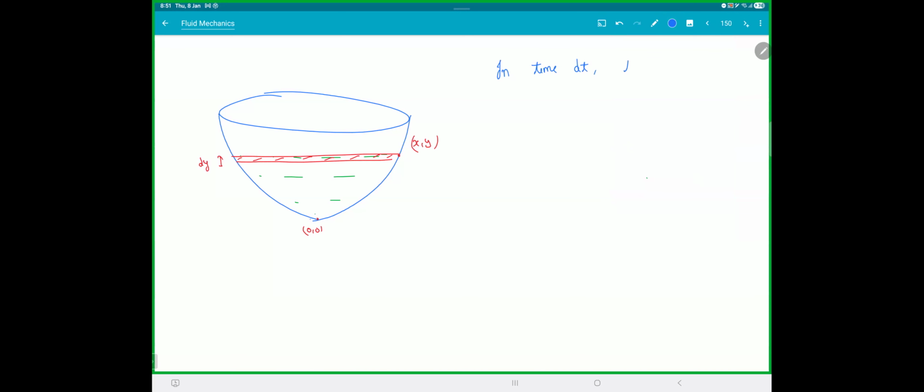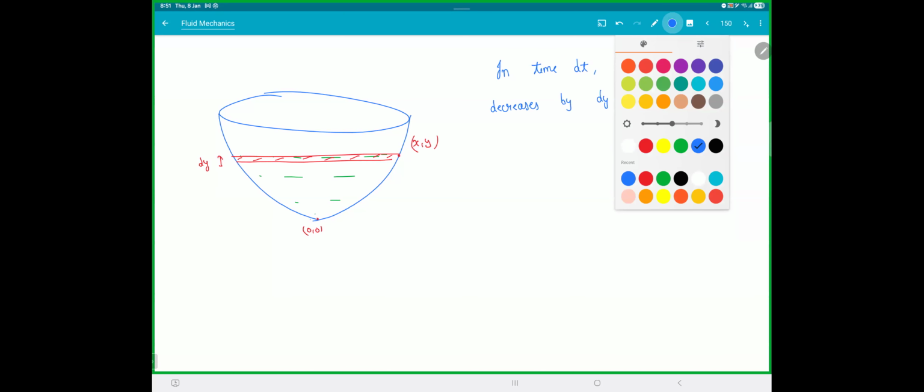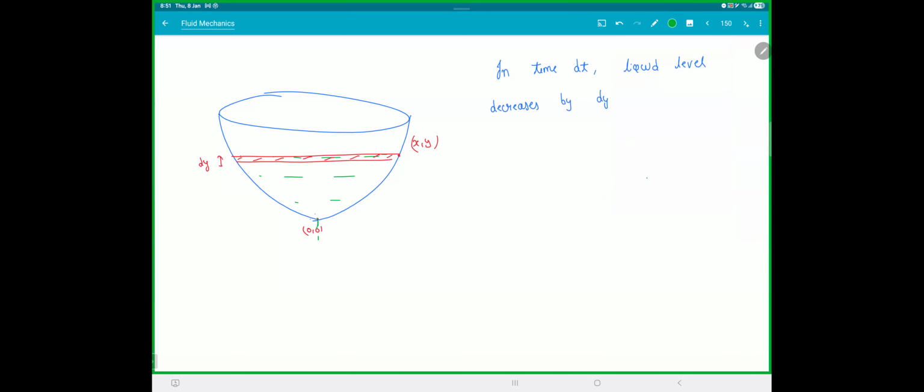In time dt, the liquid level decreases by dy. At the same time, the liquid which is leaking out is coming out with a speed v equal to root over 2gy. So the liquid level that decreased must be how much? A into dx, the volume that flowed out. The volume decrease must be equal to the volume that flowed out through the hole.